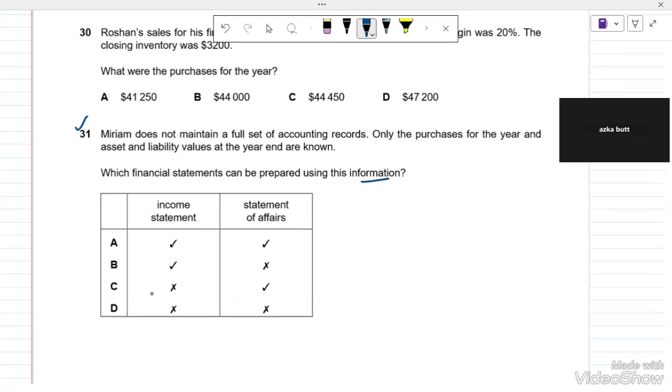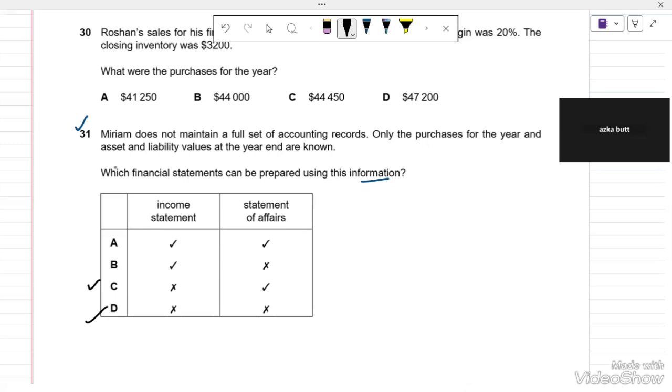We know that for finding the income statement, purchases alone are not required; there are other things we need to find the profit or to make the income statement. So with only purchases we cannot prepare an income statement. So C or D part can be right in terms of the income statement.